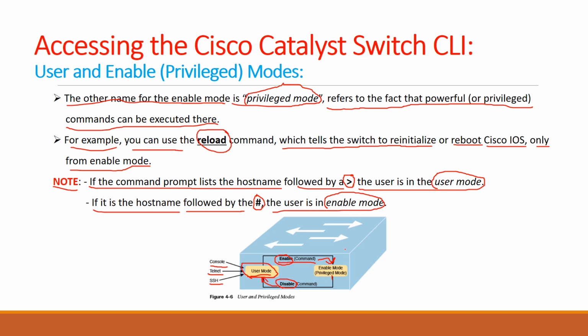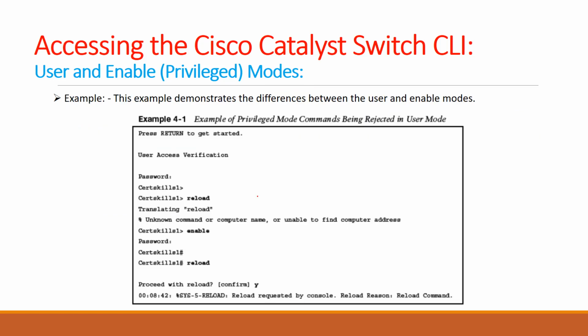And what differentiates between the user mode and enable mode? The sign near the host name. If it is greater than, then you are in the user mode. If it is hashtag, then you are in the enable mode. This is an example, as we mentioned earlier, that demonstrates the differences between the user and enable mode.